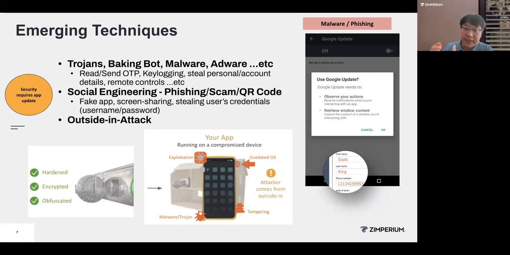We see that as outside-in, because all the techniques the bank has used today don't actually prevent and stop against these attacks. And unfortunately, that's the easiest way that people are taking advantage.